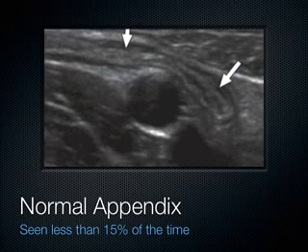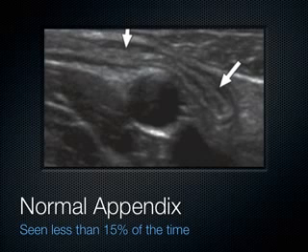This is an 18-year-old woman who had lower abdominal pain. We can see here this tubular blind-ended structure, nice thin walls, certainly less than 5 millimeters down there, right adjacent to her external iliac artery seen right here.